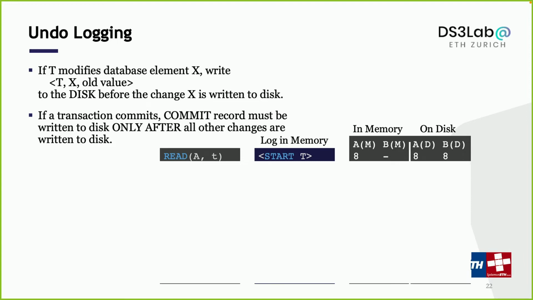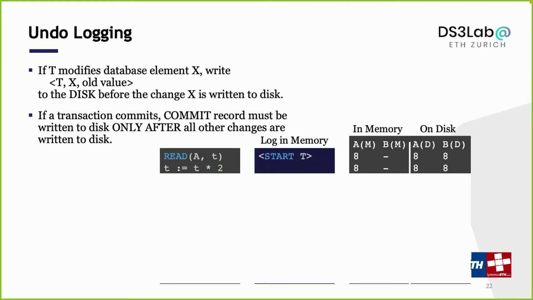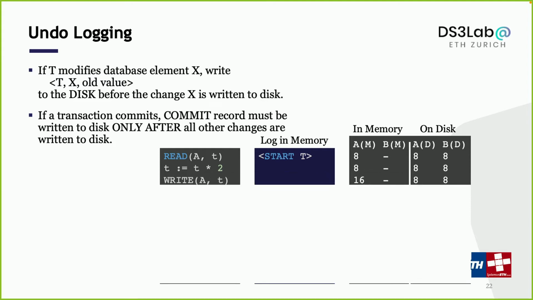In the beginning, on my hard drive, I have A equals 8, B equals 8, for example. Whenever I'm reading the value of A, you have a copy of A inside the memory. In this case, in memory you have A equals 8. B, I haven't read B yet. Then you can continue like this. You can do operations on this object T. You multiply by 2. In this case, you do not change anything, you're just operating on this local variable. And then you can write it back.